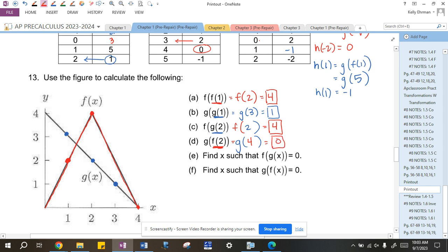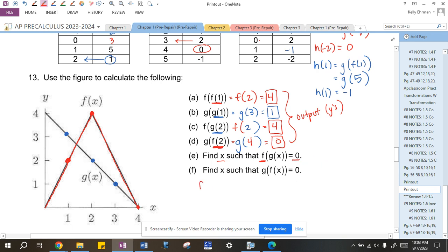Now, E and F, so far we've been finding y values, right? These are all outputs, or y values. Now we're turning it around. Find x such that f of g of x equals 0. We have to work backwards here, okay? When does f of g of x equal 0?